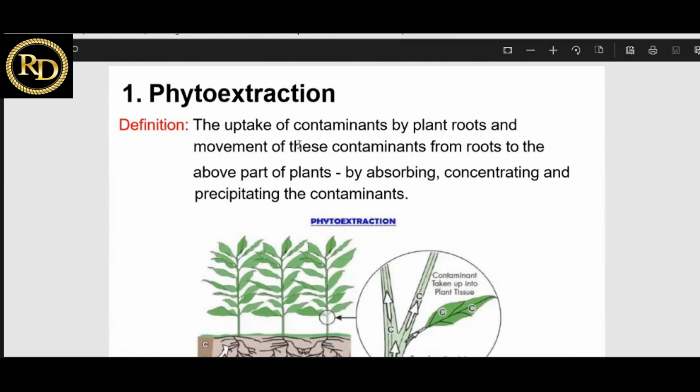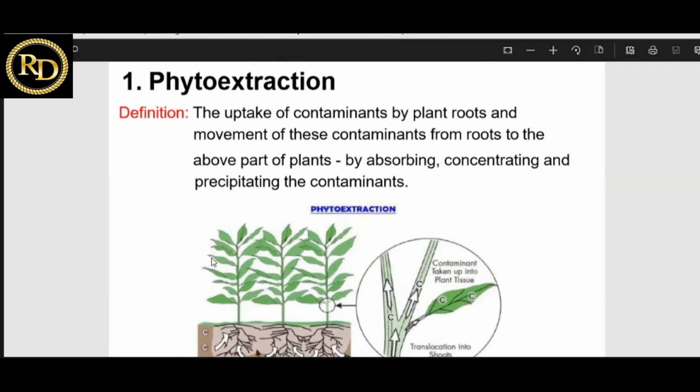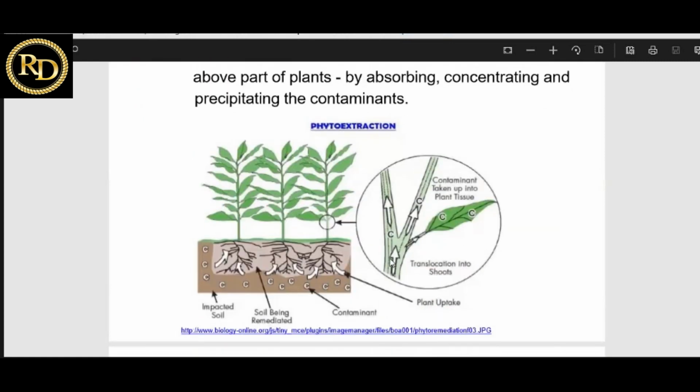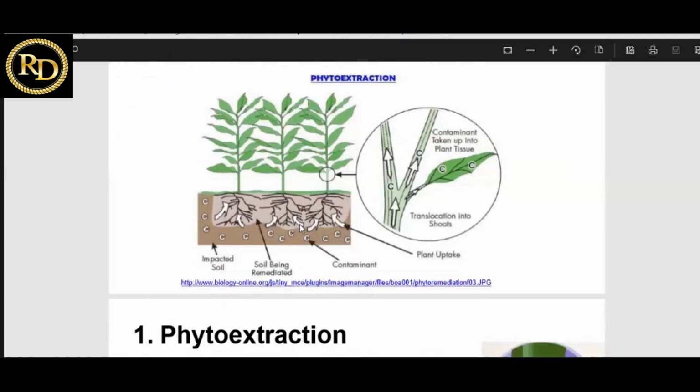It means the uptake of the contaminants by the plant roots and movement of these contaminants from the roots to the above ground part of a plant by the process of absorption, concentrating and precipitation of the contaminants. That means here is the soil, and within the soil we have contaminants. Those contaminants are now absorbed by the plant roots and they can be translocated into different plant parts. Now, this process is called phytoextraction.